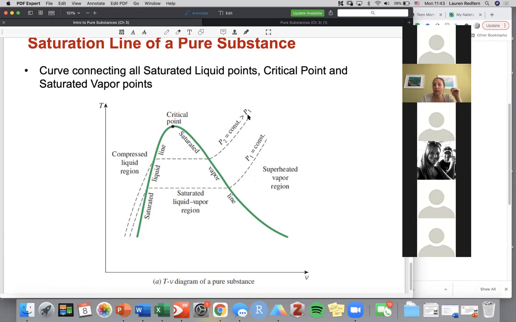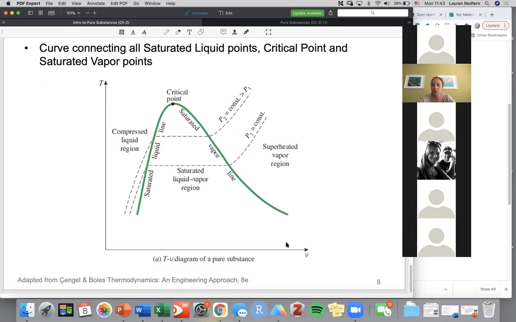And all of these are also dependent upon a critical point. Critical point is one of your definitions. So a lot of this liquid and vapor and the superheated vapor are dependent upon the critical point of your substance.